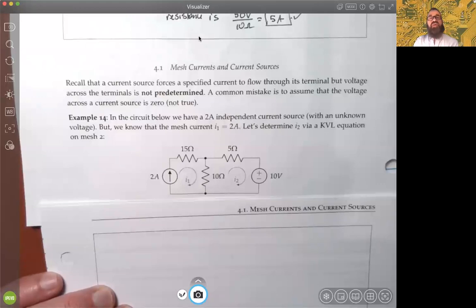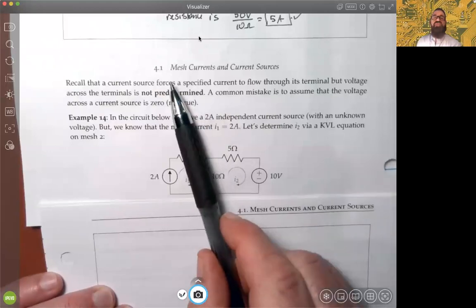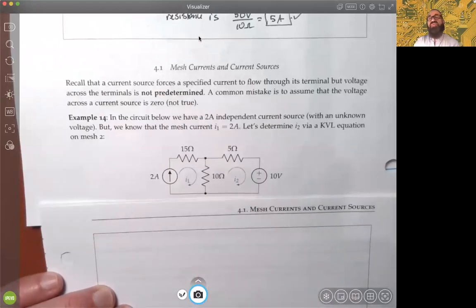One thing to realize though is that while current sources certainly force a specific current to flow through their terminals onto the rest of the circuit, the voltage across the terminals of a current source is not predetermined. That would depend on the voltage that's available from other parts of the circuit. So it's a common mistake to assume that the voltage across the current source is zero. That is not true. There is voltage across it.